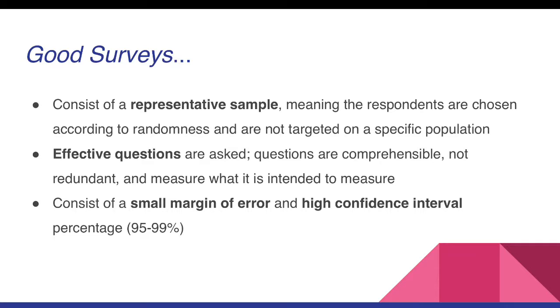Characteristics of good surveys. Good surveys consist of a representative sample, meaning the respondents are chosen according to randomness and are not targeted on a specific population. Effective questions are asked. Questions are comprehensible, not redundant, and measure what is intended to measure, and consist of a small margin of error and high confidence interval percentage, which would be 95 to 99%.